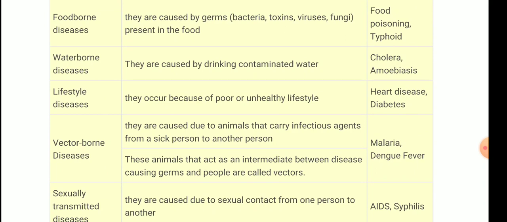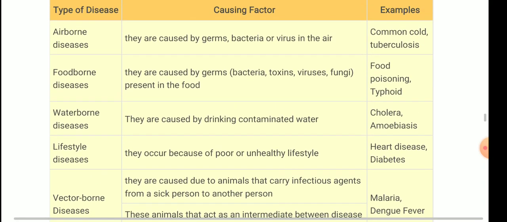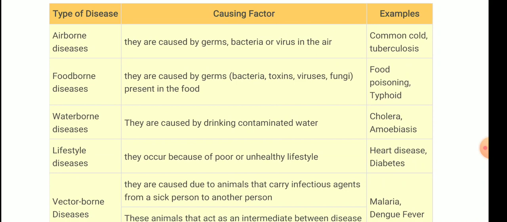You need to remember the names of the diseases and the cause, or you can say the type due to which each is formed. Clear, students? Take a look at this table again, and then we will be moving forward.